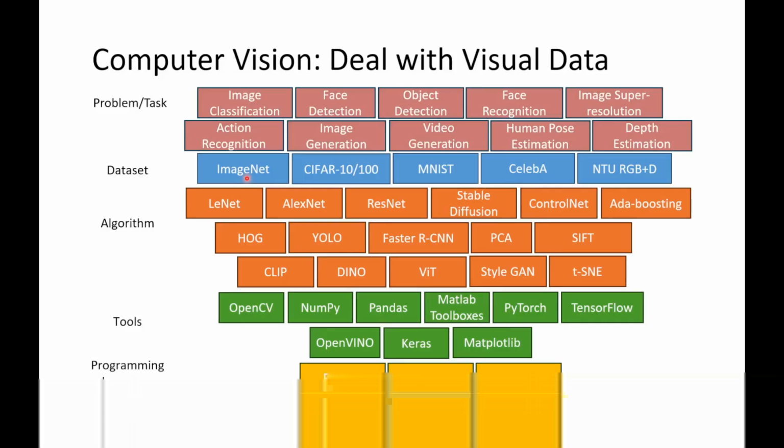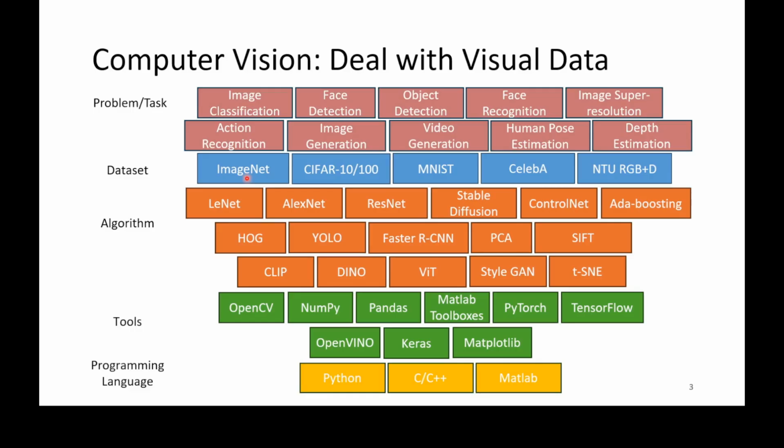From this figure, I want to show you there are many different questions and tasks in computer vision. You should be familiar with image classification, face detection, object detection, etc. All of them are tasks of computer vision, and you will hear of many datasets: ImageNet, CIFAR, MNIST, CelebA, NTU RGB+D. All of them are datasets. Based on those datasets, we want to solve those questions.